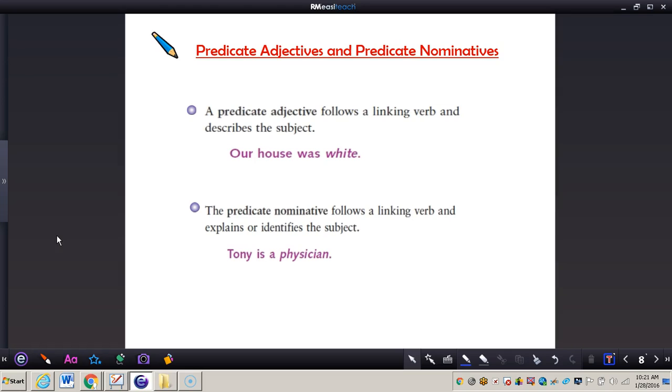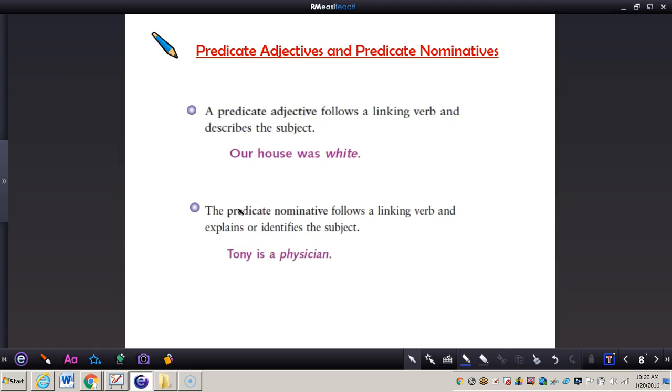It says a predicate adjective follows a linking verb and describes the subject. So we can see our house was white. So you can see the predicate adjective is white. What is it describing? The house. So this is a little bit different because usually we would say our white house, and then you'd go on to talk about it. Not that we live in a white house, but we can see our house was white. So the predicate adjective is following the subject here.